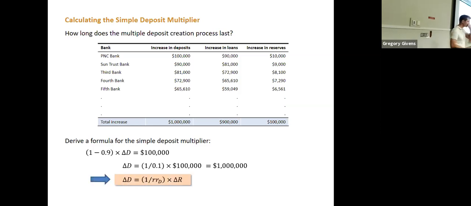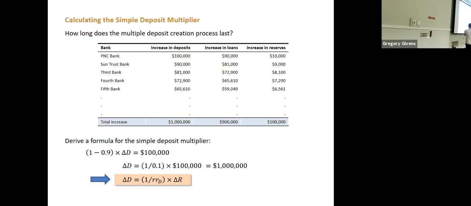The simple deposit multiplier is just this part right here. It's 1 divided by 0.1. And what is it equal to in this problem? Notice that it's just the inverse of the required reserve ratio. In this problem, we assumed all banks simply held 10% in the form of required reserves, 0.1. If you put that on its head, so 1 divided by the required reserve ratio, that tells us what the simple deposit multiplier is.